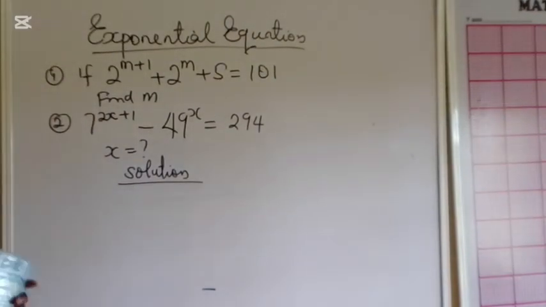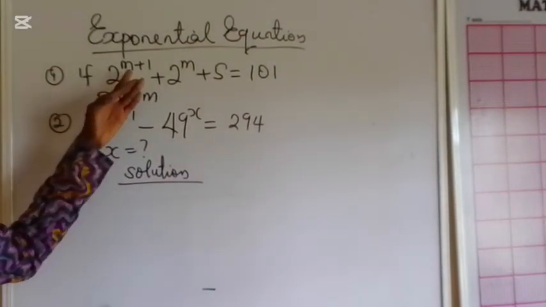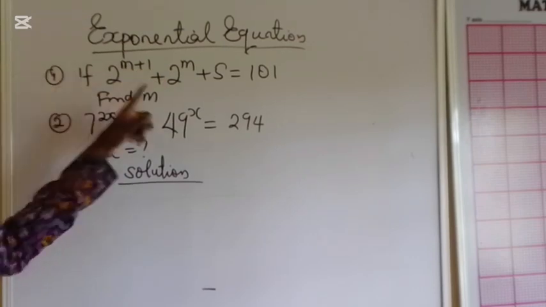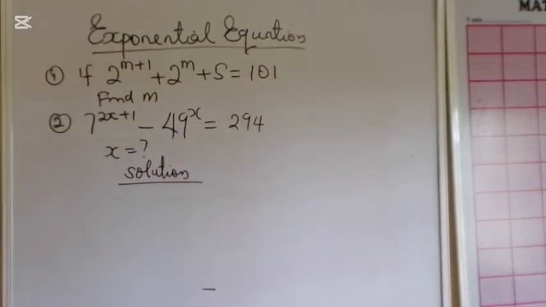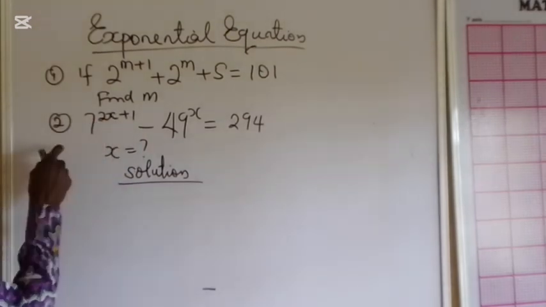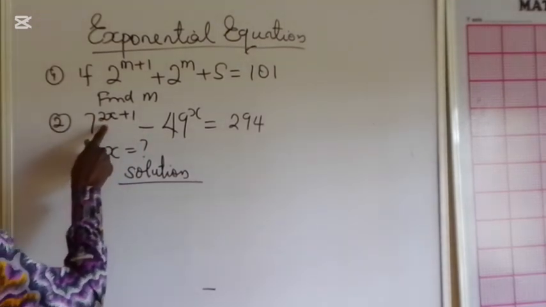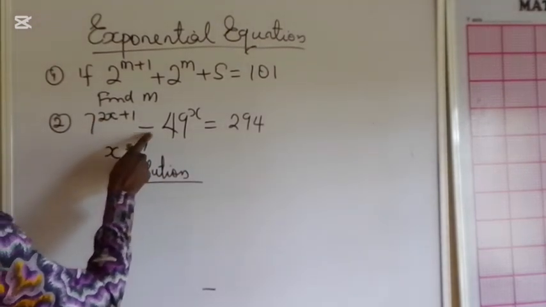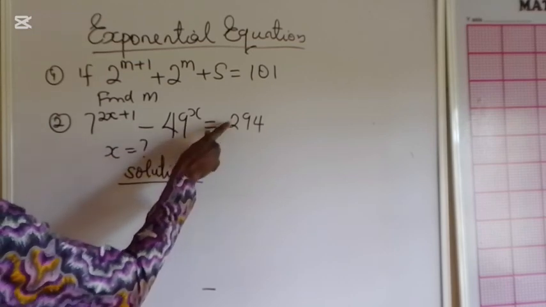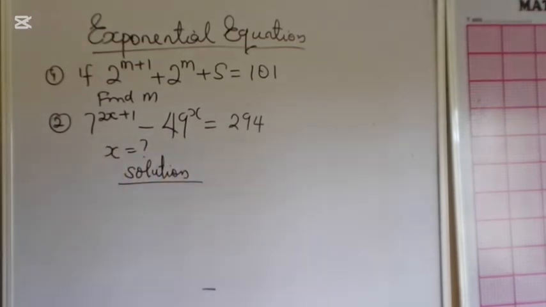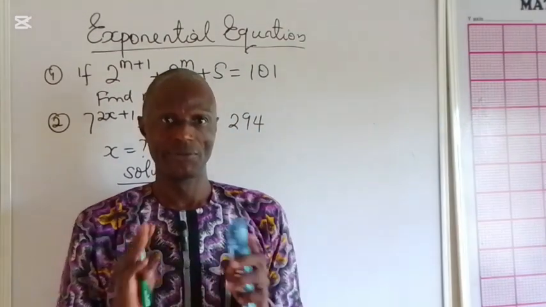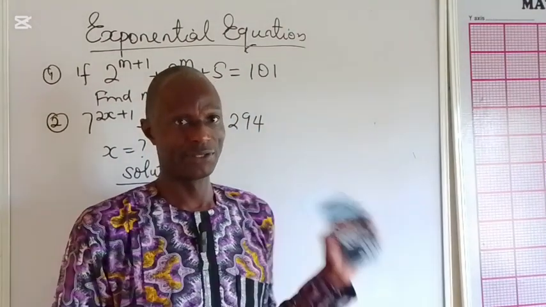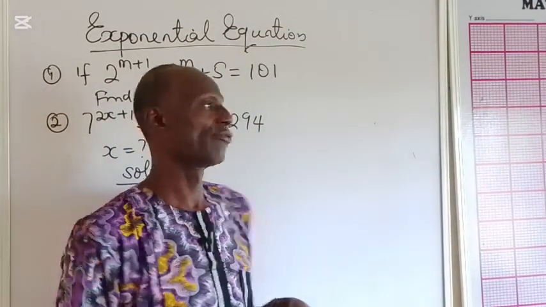Alright, let's go at this exponential equation. If 2 raised to power n plus 1 plus 2 raised to power n plus 5 is equal to 101, what is n? And the second one is 7 raised to power 2x plus 1 minus 49 raised to power x is equal to 294. What is x? I encourage you to watch all the teachings, the example 1 and the one of 2.